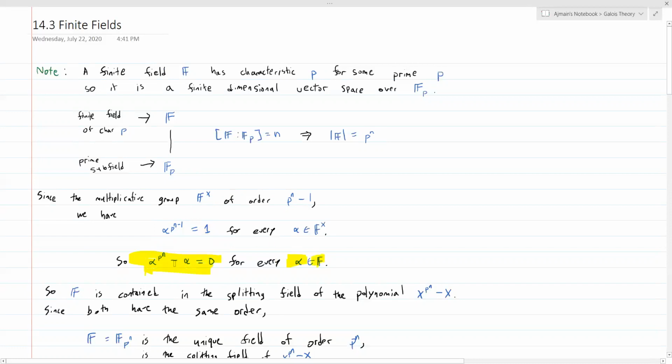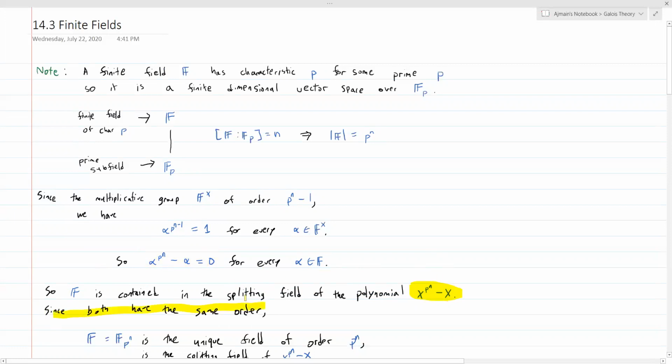Notice now that this equation holds even when alpha is equal to 0. It's not in the multiplicative group, but 0 to the p to the n minus 0 is still 0. So this equation holds for every alpha in the field. Therefore, F is contained in the splitting field of the polynomial x to the p to the n minus x. We just showed that every element of this field is a root of this polynomial x to the p to the n minus x.